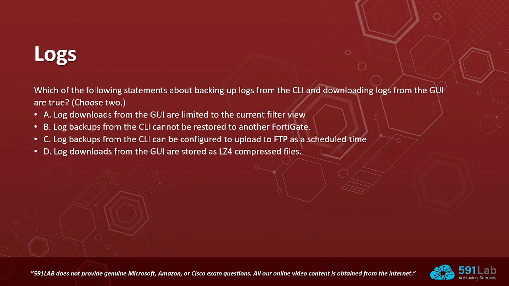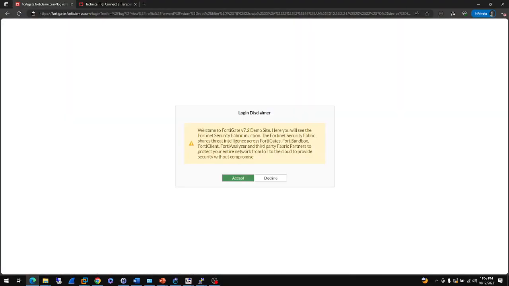Log backups from the CLI cannot be restored to another FortiGate. Log backups from the CLI can be configured to upload to FTP at a scheduled time. And the log downloads from the GUI are stored as NSE4 compressed files. So let's see this option in a lab.